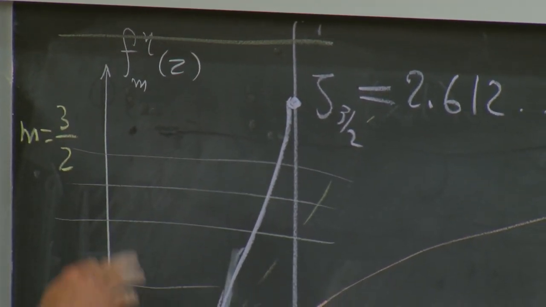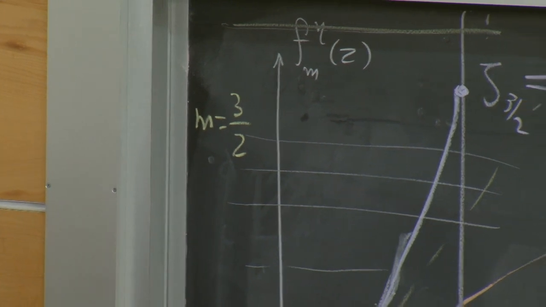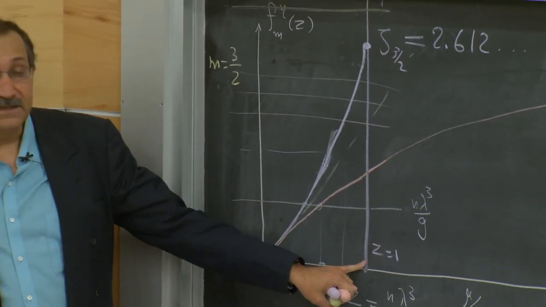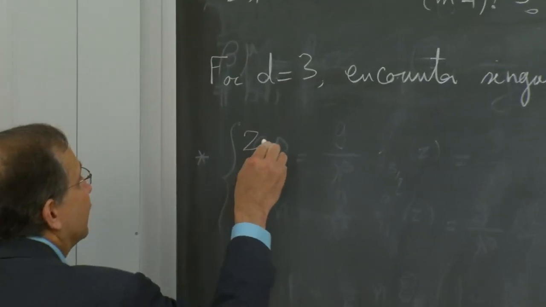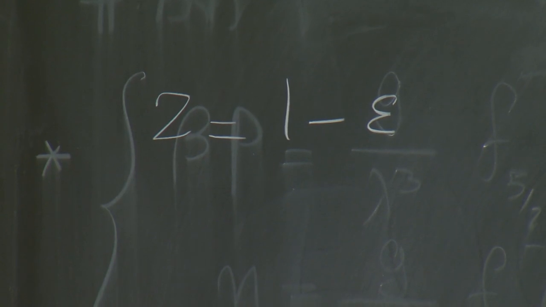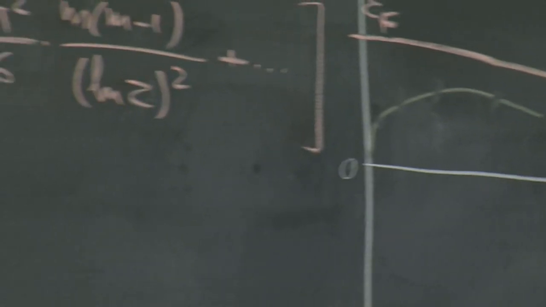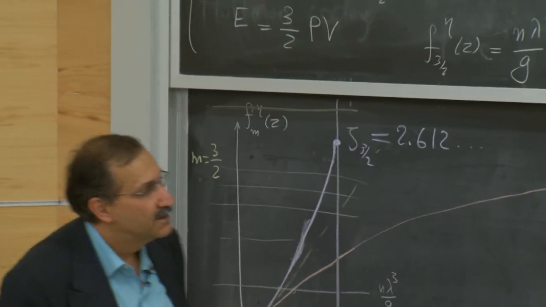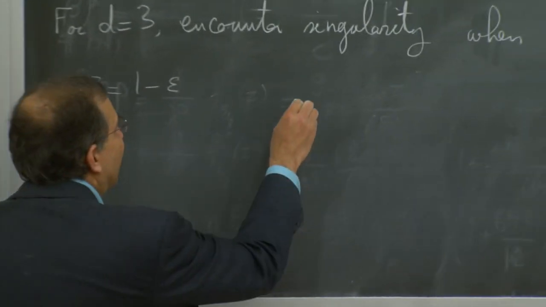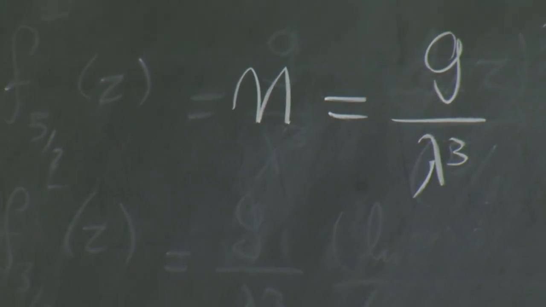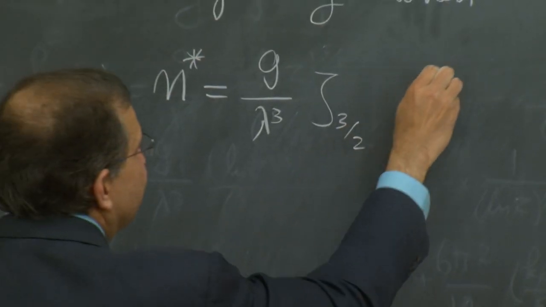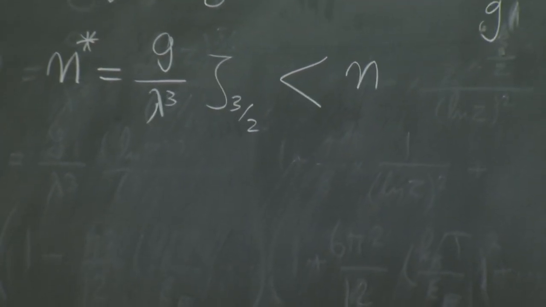The most natural thing is that when I'm at higher values, I should pick z equals to 1 plus a little bit, or 1 minus a little bit. Okay? And if I choose z to be 1 minus a very small quantity, then when I do the integration over here, I will get a value for the density, which is g over lambda cubed, the limiting value of this f function, which is zeta of 3/2. Okay? I will call this n star because this is strictly less than the total density that I have. And that was the problem.